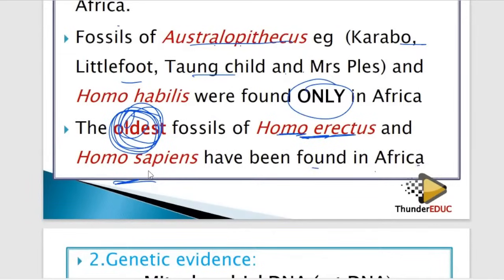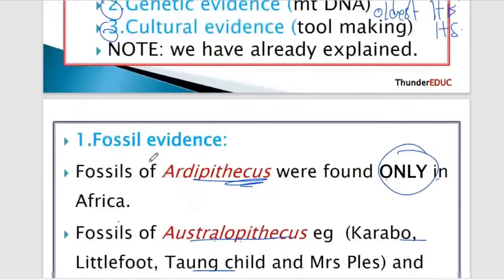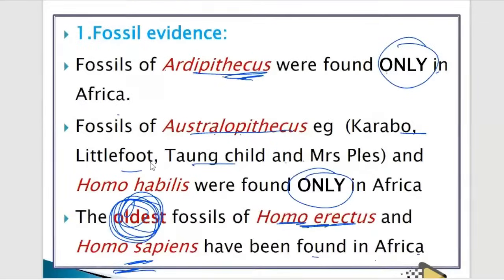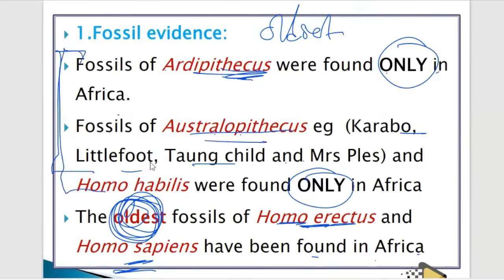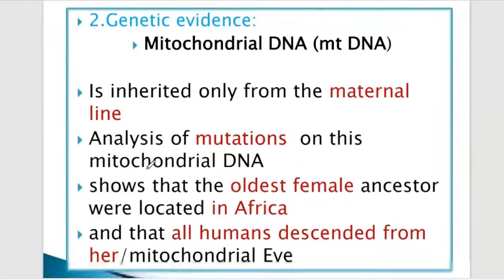So for these two, we want the word oldest. If you don't put it, you cross it. And for this one, you don't add the word oldest because we will ask you what about the newest? So we cross it. Guys, here we are too strict. Here, you only talk about Ardipithecus, Australopithecus, and Homo habilis only found in Africa. But when you talk about Homo erectus and Homo sapiens, you talk about the oldest fossil of Homo erectus and Homo sapiens found in Africa.